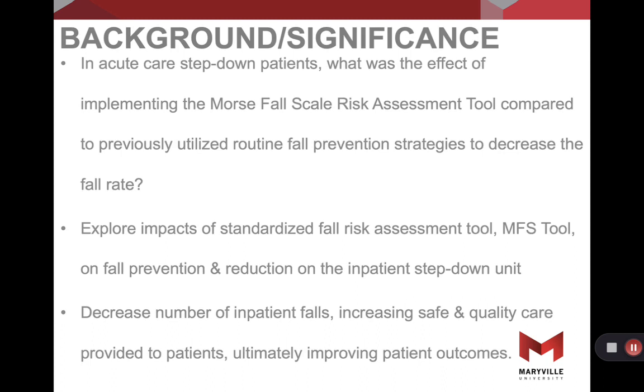This quality improvement scholarly project aimed to implement the Morse Fall Scale tool to decrease the number of inpatient falls on the step-down unit through statistical data assessment, as well as identifying gaps in current fall prevention processes to make recommendations for compulsory policy change.